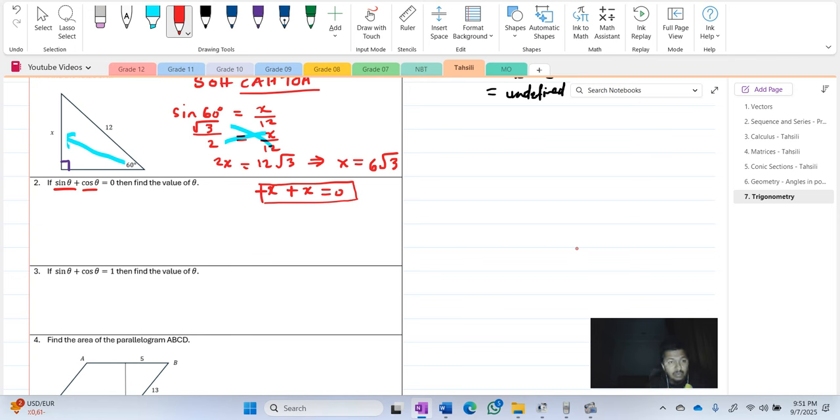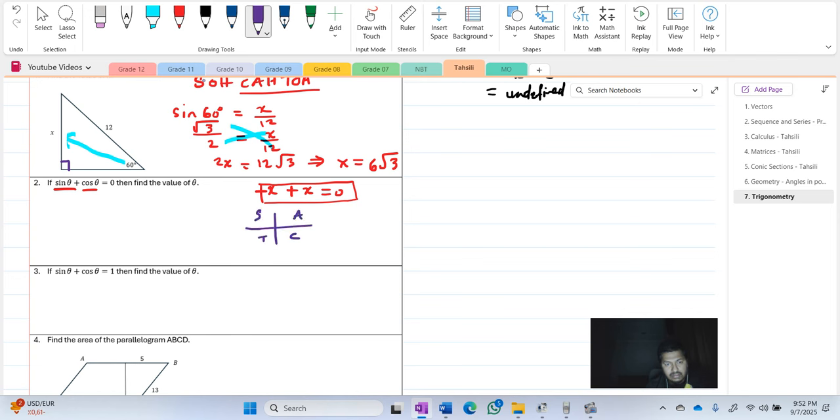Now looking at this example here, if I try sine of 45, now we have to use a CAST diagram as well.